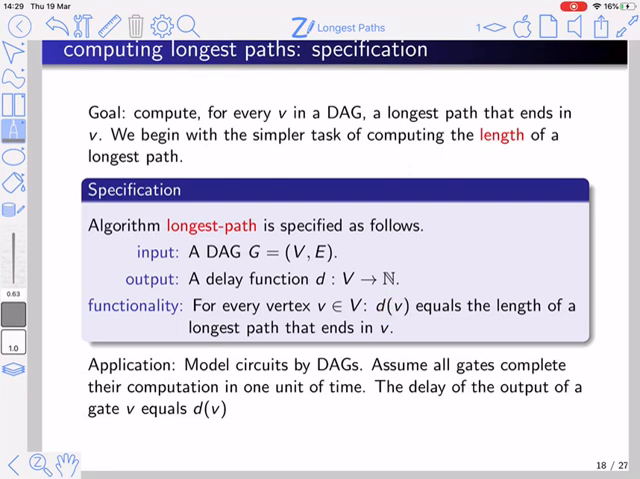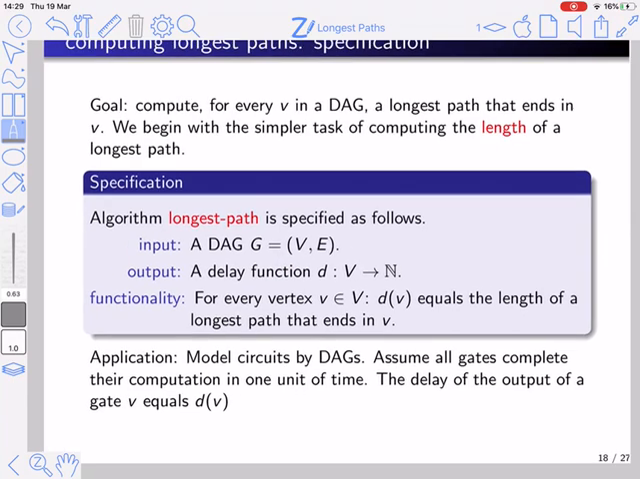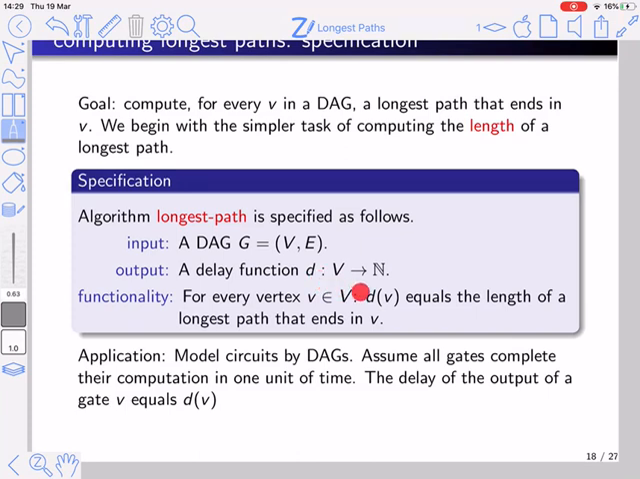So, we want to design an algorithm called longest path that is given as input a directed acyclic graph G with a set of vertices V and a set of edges E. Our goal is to compute a delay function D defined over the set of vertices, and this function D assigns to every vertex V the length of the longest path that ends in V, and we denote this length by d of V.